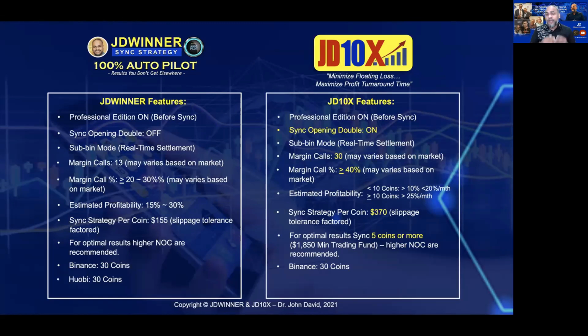Now for Huobi also we offer 30 coins for both JD Winner and JD10X. So these are the differences. Okay, so please take note of this information and do accordingly. So if you start with JD Winner, all right, you can go with JD Winner, no problem. You can try it out. And once you have a bigger capital, probably around 2,000 and more, you can switch to JD10X. Okay. Some of you may be asking, how can I do this? So if you have Binance, for example, running JD Winner, you can have Huobi running JD10X. Can you see that? You can do that. Okay. You can even have JD Winner running while you have JD10X running. All right.